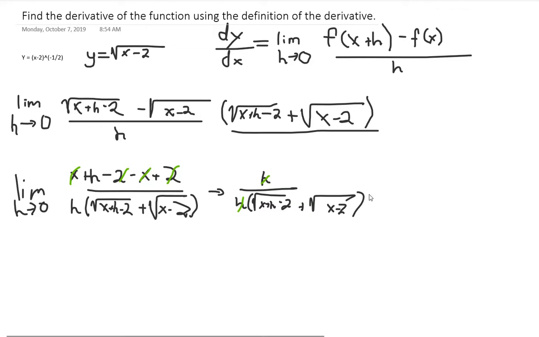and the h goes away, basically. That last h goes away. So we have a 1 on top, and then we have radical x minus 2 plus radical x minus 2. So we can just make that 2 radical x minus 2. And that's your derivative. That's how you do the definition of the derivative.